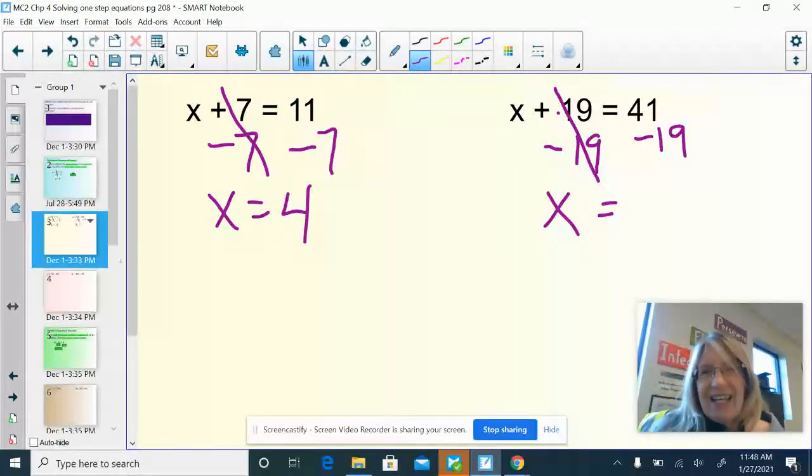Hey, 41 take away 19 should be 20, right? No, oh my goodness. I was rounding up in my head. Oh, help me out, guys. I'm quick charging. 41 take away 19.